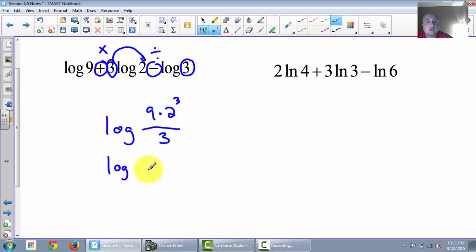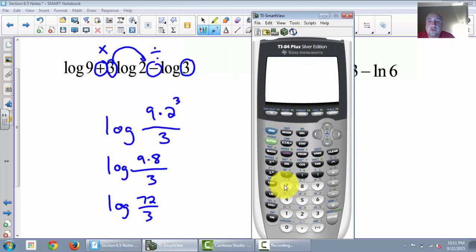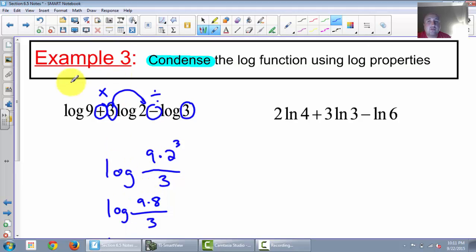So I have log of 9 times 2 to the third, which is 8, all over 3. So log of 72 over 3. And then we'll see if this reduces. 72 divided by 3 is equal to 24. So my final condensed answer is log of 24. And notice that this is a lot more condensed than that original problem that they gave us. All right, so let's do the next one.